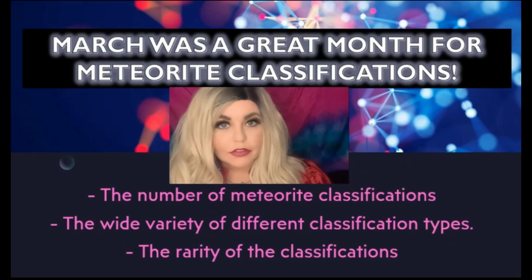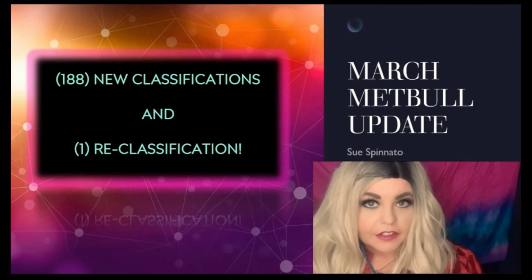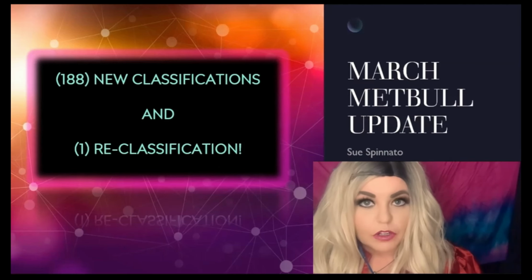I'm going to focus on three main areas. The first one being the number of classifications that we had last month. The second being the wide variety of classification types that we're seeing. And lastly, the rarity of those classifications. Out of the 189 meteorites, we had 104 NWAs and 4 Western Saharas.